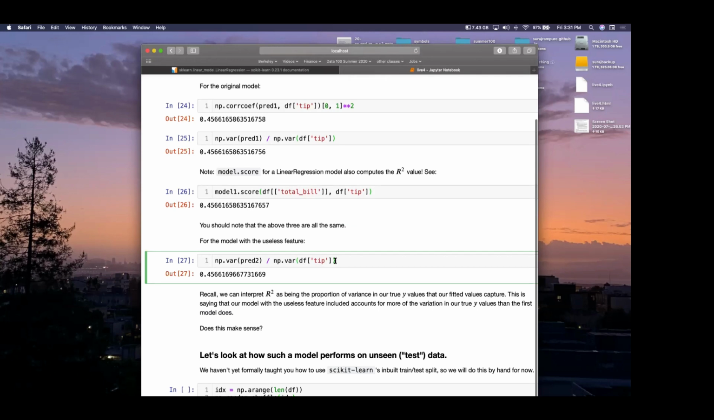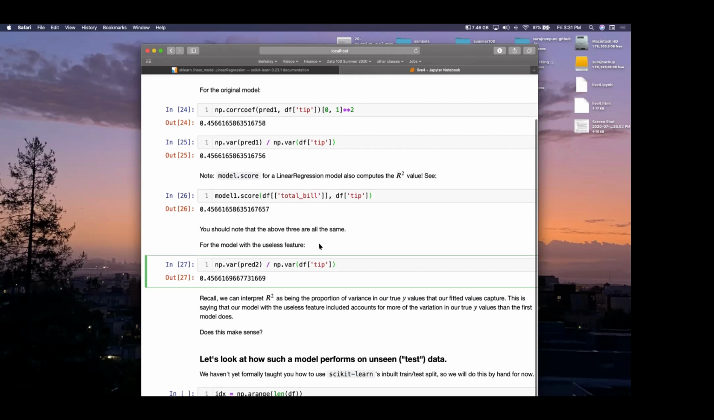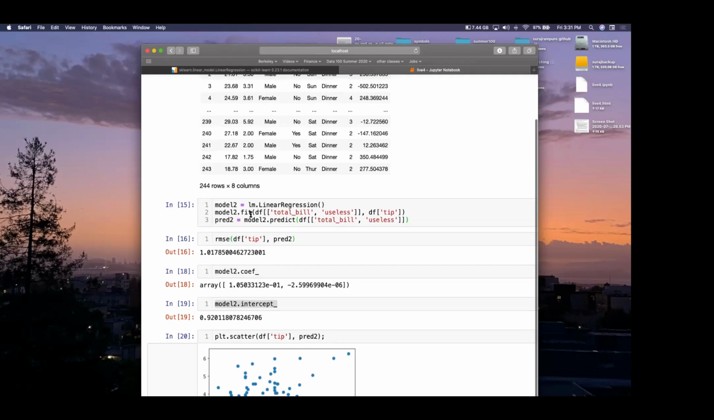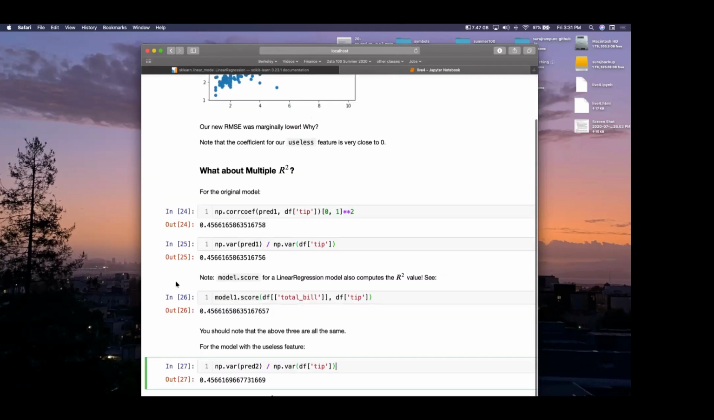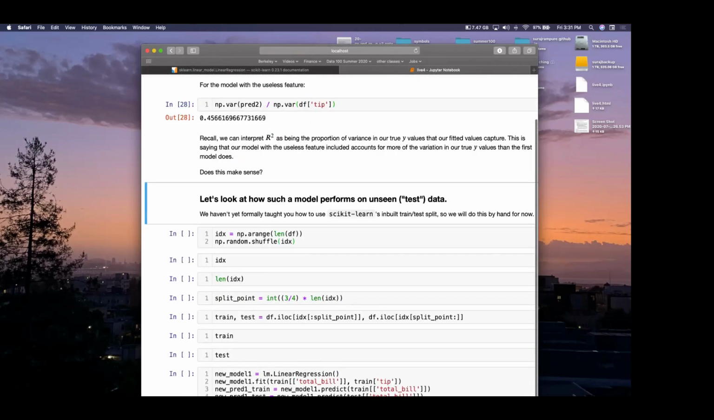But since we were able to make slightly better predictions with this new fitted model, the R squared value went up. My point in showing you this is that a higher R squared value doesn't necessarily mean your model is actually better, because no one, practically speaking, would use this useless feature because it doesn't add any predictive value. Let's wrap up by looking at how this model performs on unseen data.